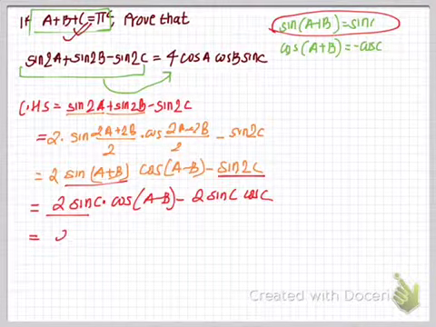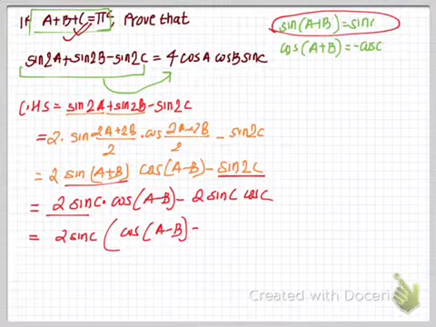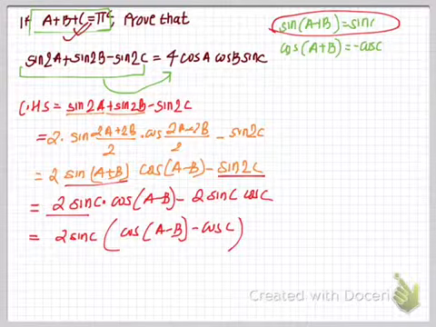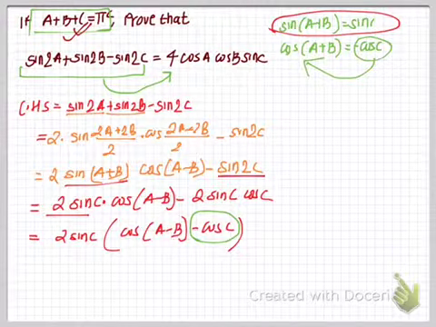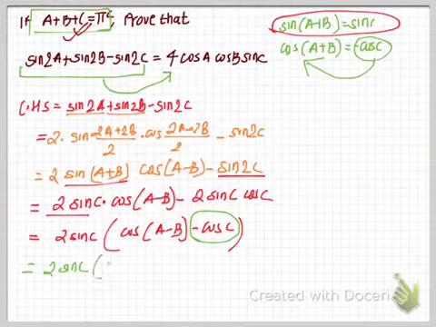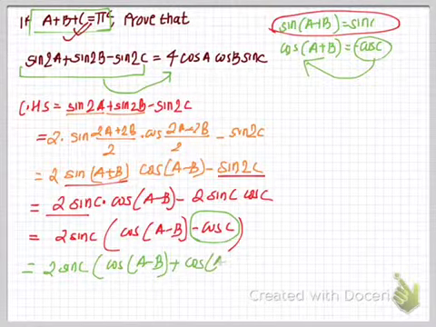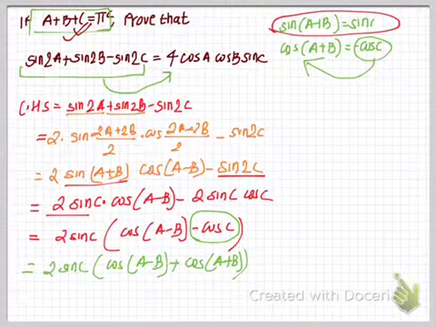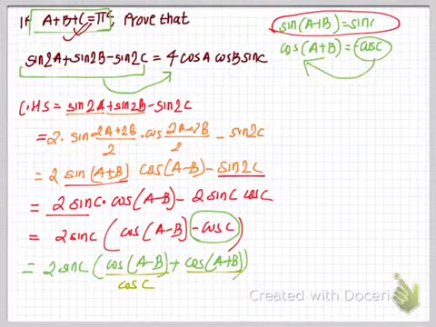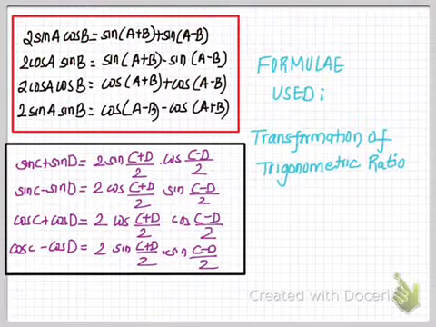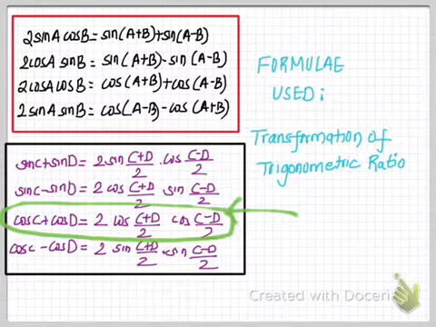Now I can take 2 sine C common, and then inside I have cos (A minus B) and then minus cos C. So for this minus cos C, what we can write is positive cos (A plus B). So cos (A minus B) plus cos (A plus B). Now if we look clearly, these two expressions are in the form cos C plus cos D, and we can apply the formula for cos C plus cos D, which is 2 cos ((C plus D) by 2) dot cos ((C minus D) by 2).